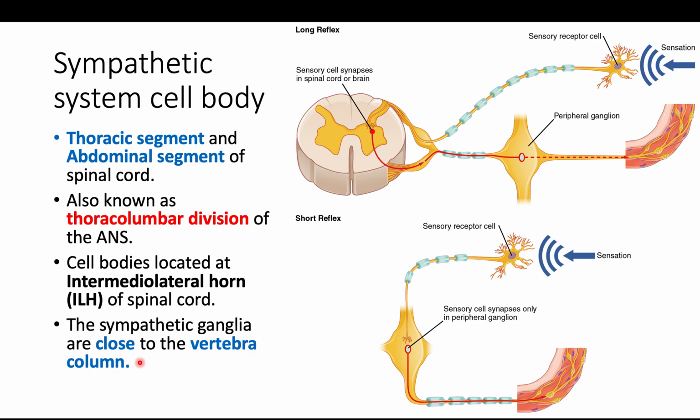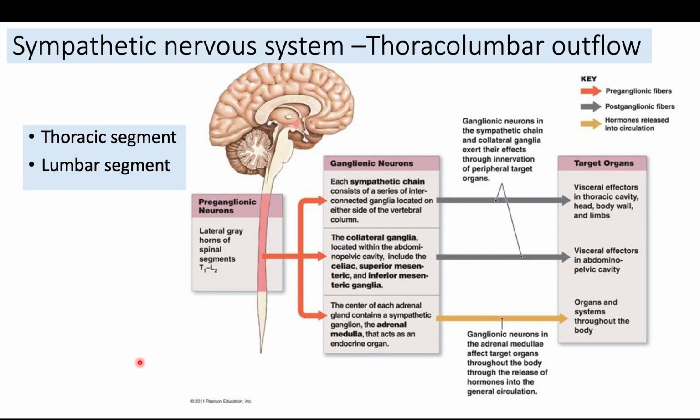I mentioned this one just now. Alright, so now let's take a look at the cell body of the sympathetic nervous system. I did mention that the sympathetic nervous system's preganglionic neuron, or first order neuron, originates from the thoracic segment and also the lumbar segment of the spinal cord. So the cell body of the preganglionic neuron originates from the thoracic and lumbar segments, or the thoracolumbar outflow, of the spinal cord.